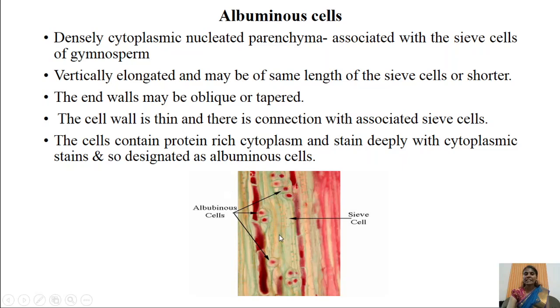The cells contain protein-rich cytoplasm and stain deeply with cytoplasmic stains, and so are designated as albuminous cells. So here we can observe dark colored stained cells with a living nucleus in the protoplasm. They are said to be albuminous cells, which are always associated with the sieve cells of lower plants like gymnosperms.